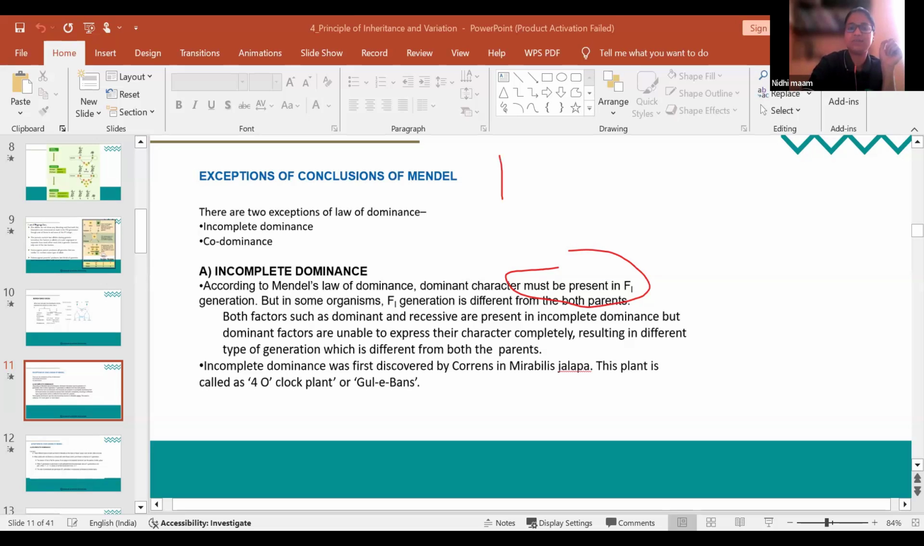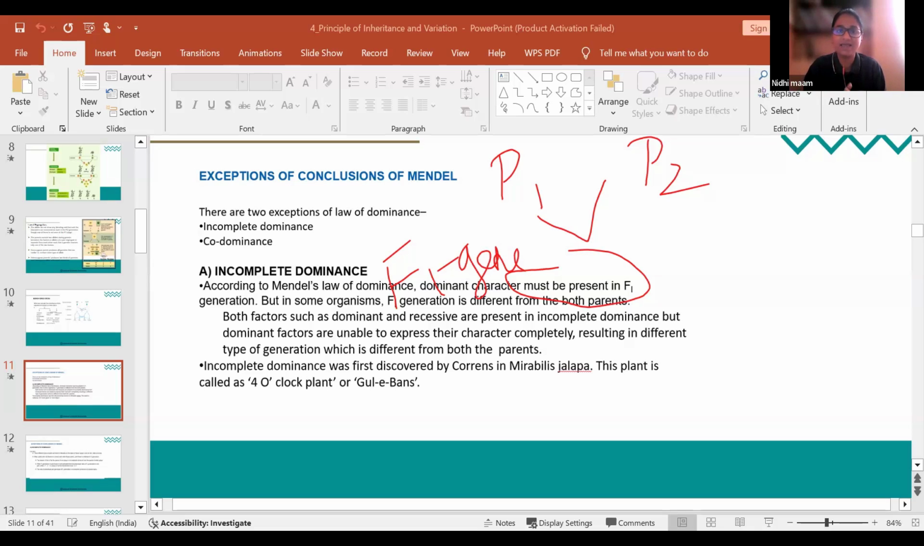So when we consider parent 1 and parent 2, there will be a fertilization. In the F1 generation, we usually think the dominant character is expressed. But in certain examples, the dominant character will not be expressed. The new character will be expressed. New means the character which is not present in either of the parents. So that is present in the next generation.